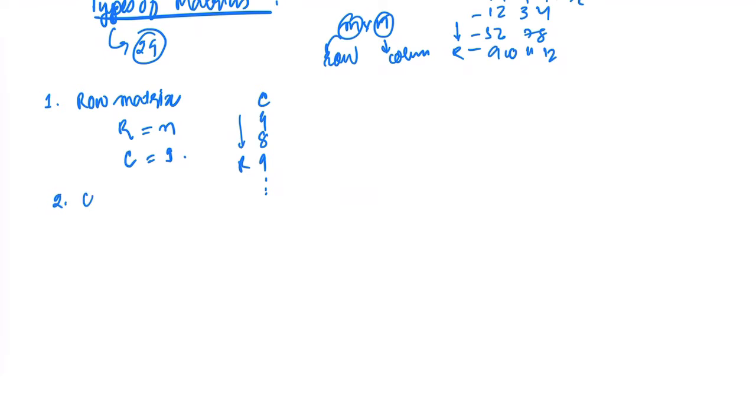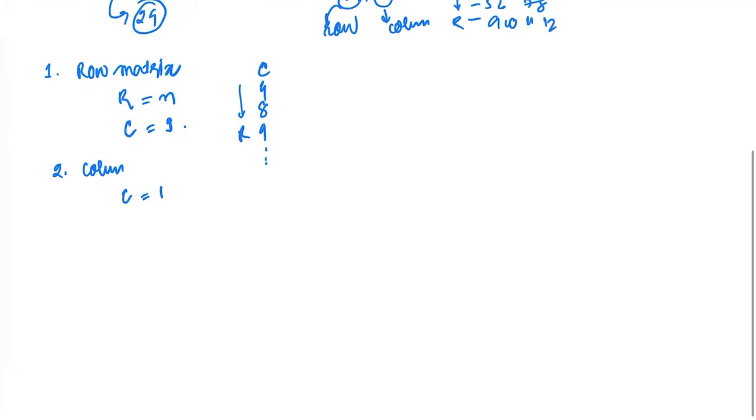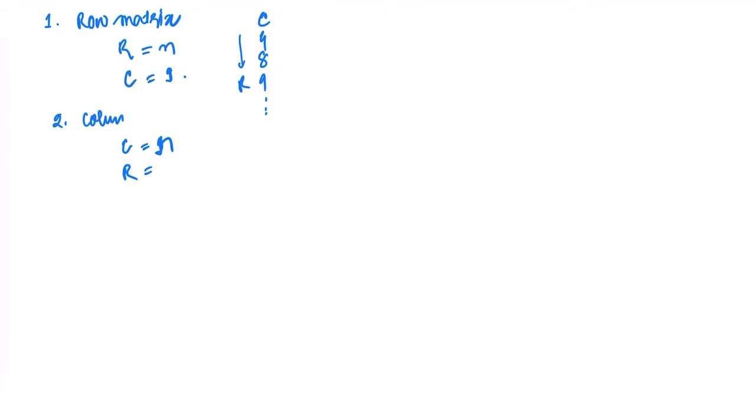Second is our column matrix. Okay, in a column matrix, similarly, we have one column and n number of rows. Just like 4 8 9 10, how many columns do we have? We have 4 columns. And how many rows? We have one row. Okay.